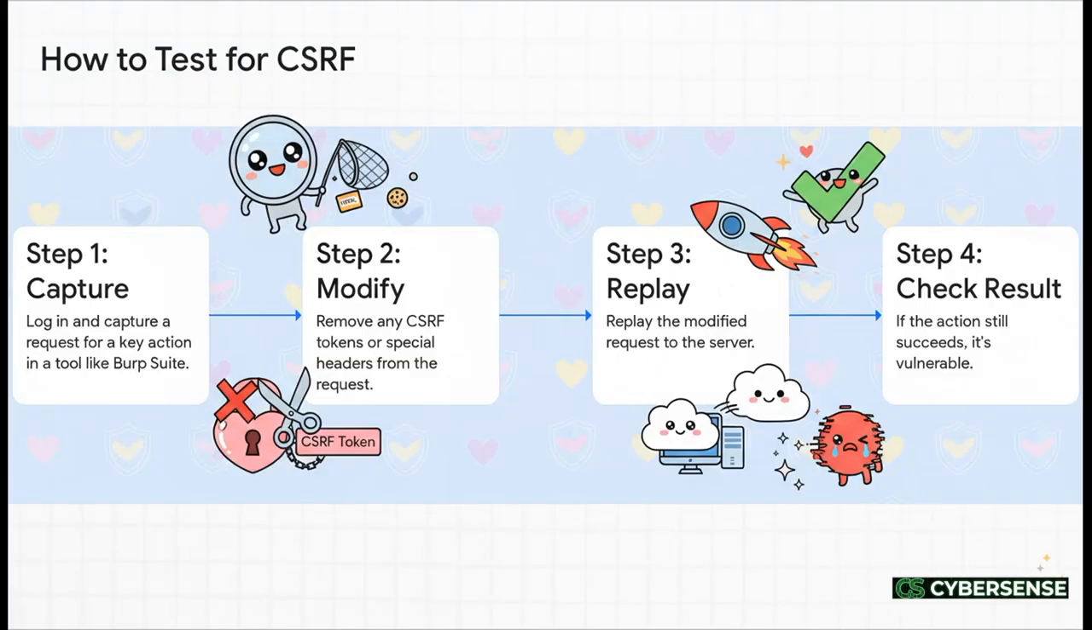You log into a web application and use a tool to capture a request for an important action, like changing your profile info. Then you simply try removing that CSRF token from the request. And you just send it again. If the change still goes through, well, you found a vulnerability. It's a direct, effective test of the application's defenses.